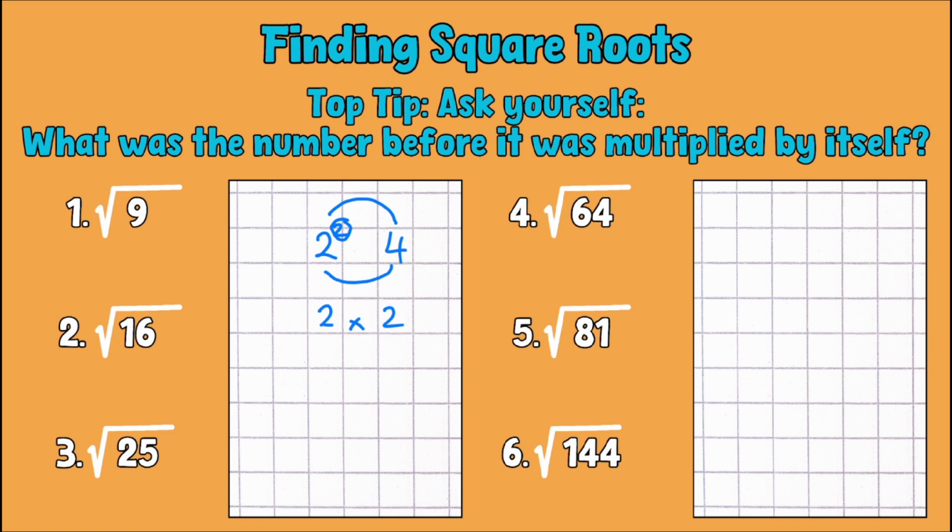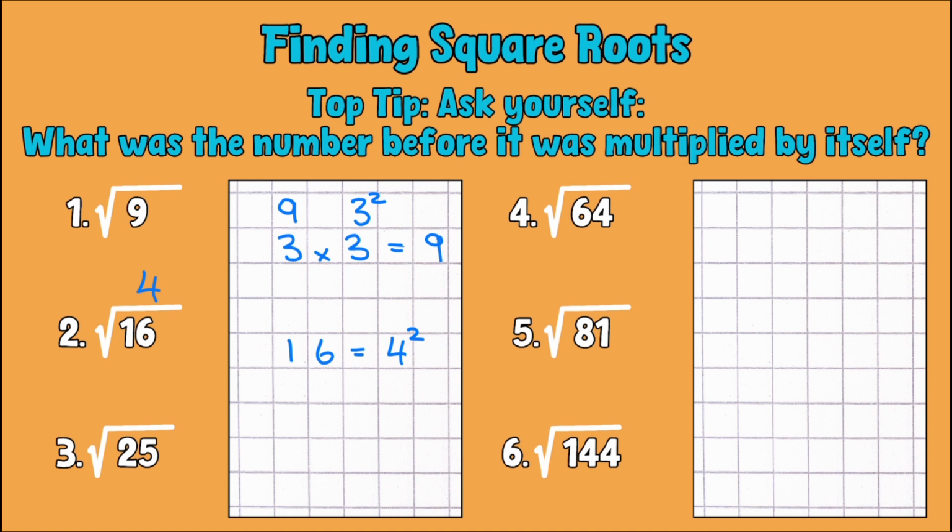So we can have a look at our other examples. So let's have a little look at this one. So we've got 9, which would have been 3 squared. So 3 multiplied by 3 equals 9. So the square root of 9 is 3. Now let's have a look at example number 2. So we've got 16. Well, what did we multiply by itself to make 16? Well, we would have multiplied 4. So 4 squared. So the square root of 16 is 4.